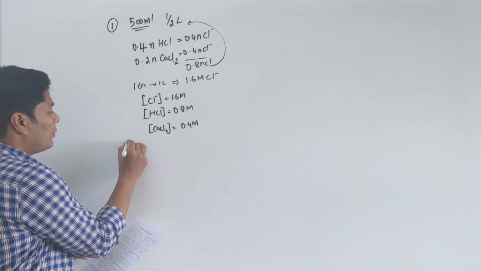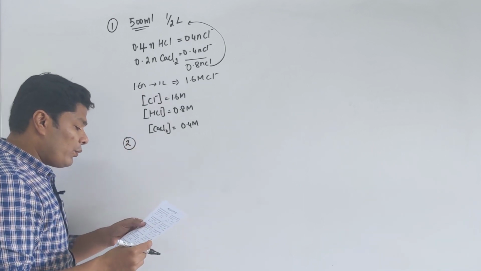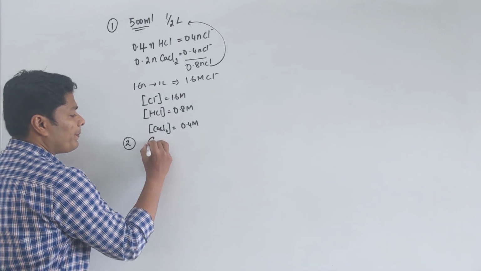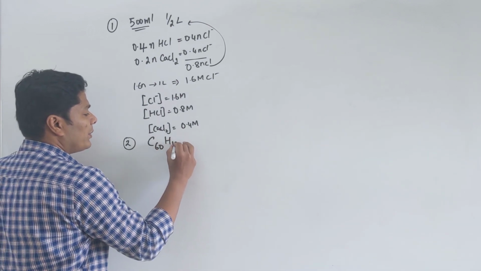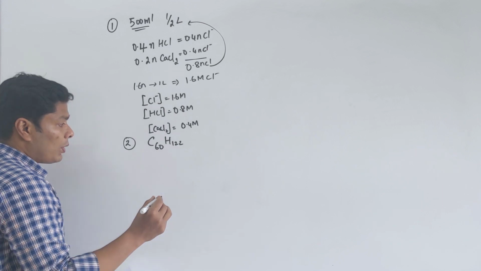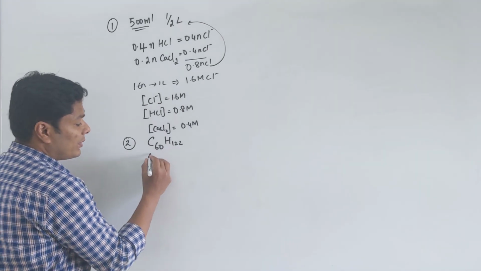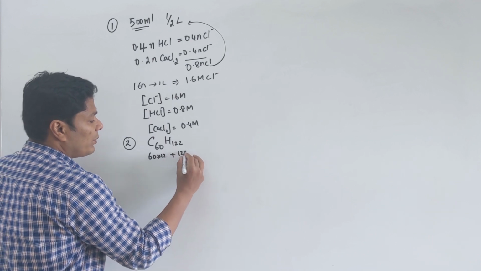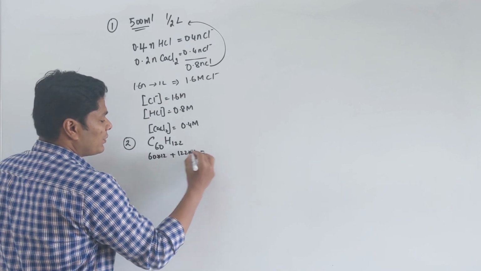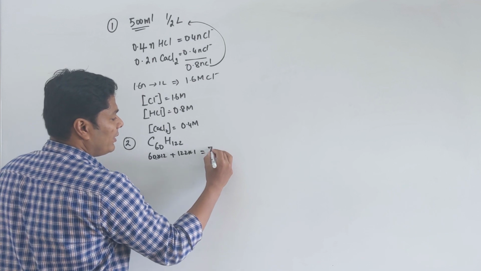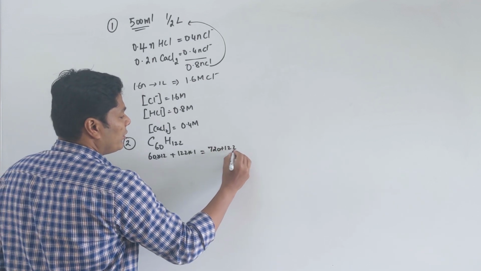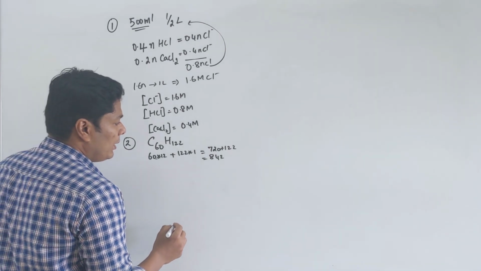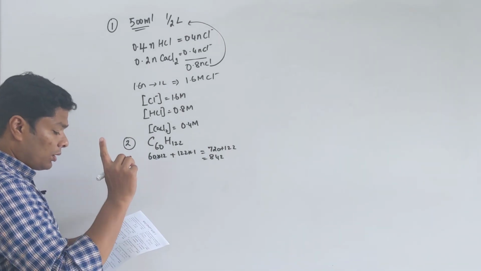Alright, so number 2. The weight of one molecule of a compound of molecular formula C60H122. What is the weight of one molecule? So what is the molar mass of this one? 60 carbons times each carbon is 12 plus 122 times 1. That's going to be 60 times 12 is 720 plus 122 is 842 gram per mole. What is the weight of one molecule?